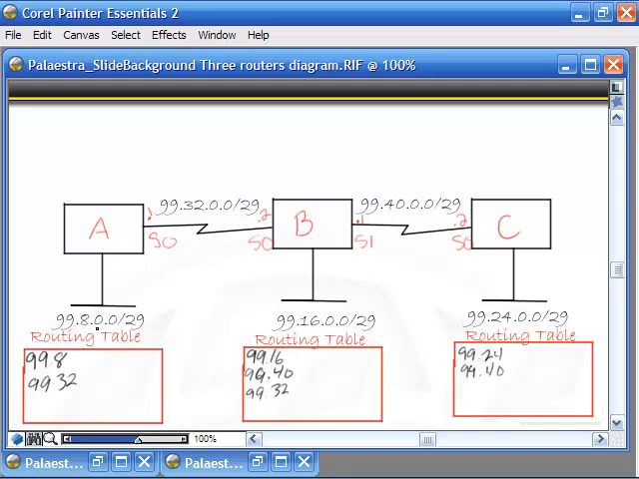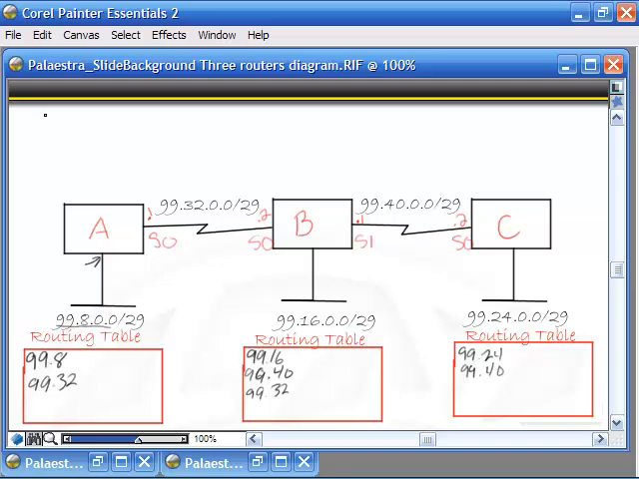So it all starts off with the routers having the directly connected subnets in the routing table. And again, they get those directly connected subnets when you configure an IP address and subnet mask on an interface. They do the ANDing process, which is comparing the IP to the subnet mask, and come up with the subnet address or network address, and they put that in their routing table. So 99.8 and 99.32 are going to be in A's.